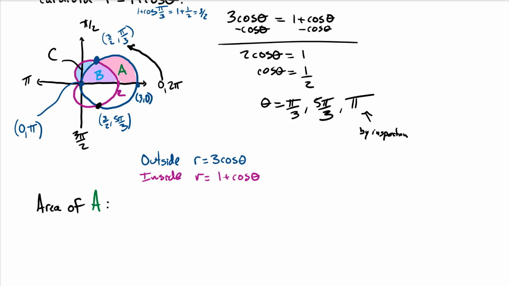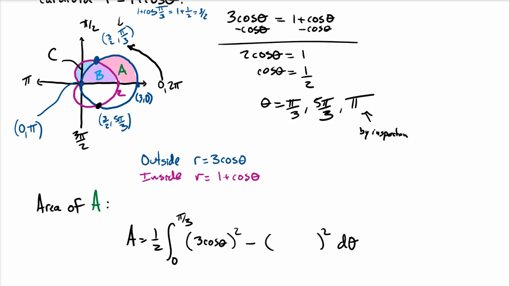Again, we are not solving. So we're going to say the area is equal to 1/2 the integral from 0 to pi over 3. We take our outside function and square it, and subtract out our inside function squared, of course d theta. Our outside is 3 cosine of theta, and our inside is our cardioid, 1 plus cosine of theta. There we go. That's how we would find A.